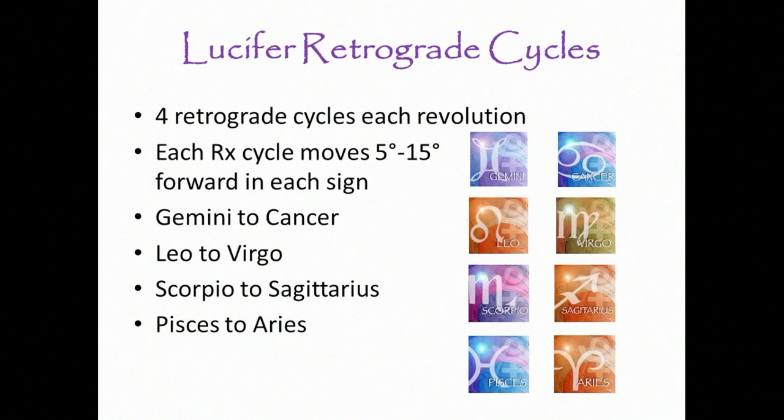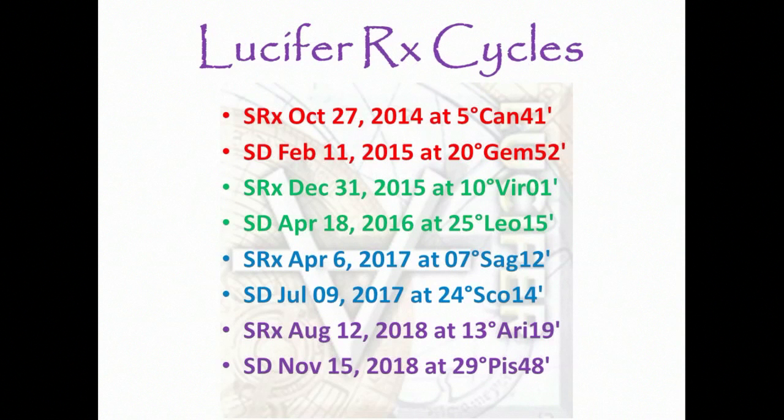Gemini to Cancer, or when it's retrograde, it goes retrograde from Cancer back into Gemini. Then it does Leo Virgo. Then it does Scorpio to Sag. And then it does Pisces to Aries. Now here is where it's actually doing. It's 4 retrograde cycles through this new revolution, through this new 5-year cycle around the sun through the zodiac.